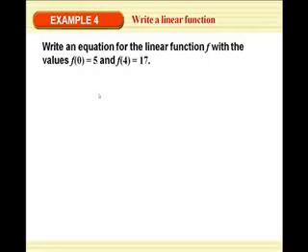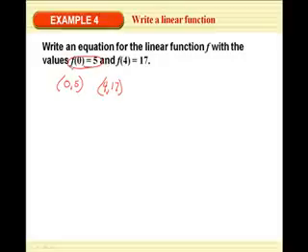Write an equation for the linear function f with the values f of 0 equals 5 and f of 4 equals 17. Now, this is going to be a little different. These are just a fancy way of giving you guys some information, and basically this translates to the point (0, 5), and this translates to the point (4, 17). So when you see it in function form, it's just a different way to write an ordered pair. So that's (0, 5) and (4, 17).